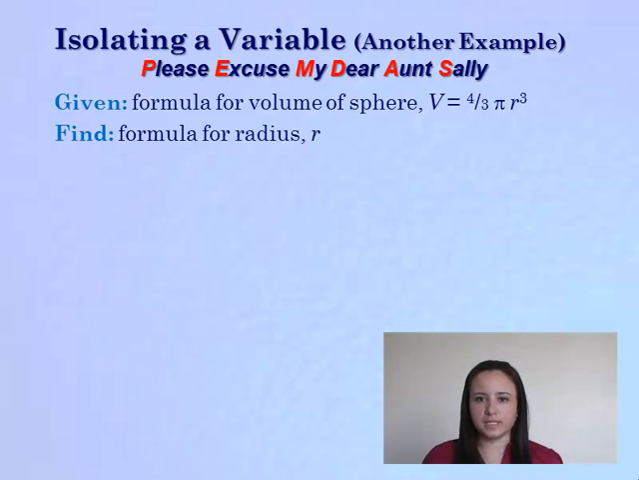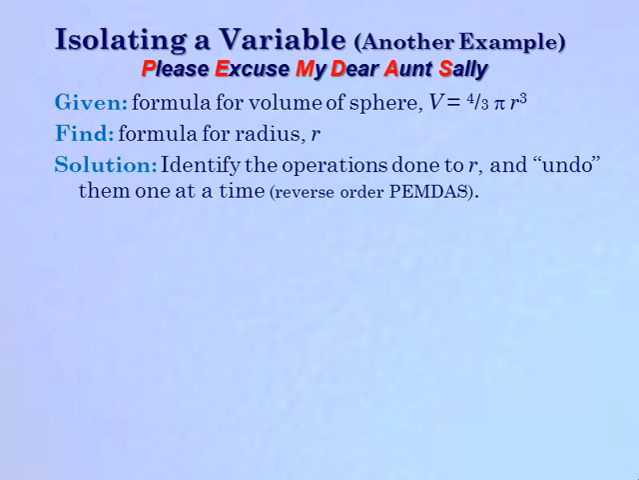Now, here's another example. Remember, please excuse my dear Aunt Sally. So, we have a formula for volume of a sphere, which is V is equal to 4/3 pi r cubed. Now, we have to find the formula for radius r. So, what can we do to both sides of the equation to get r all by itself on one side?